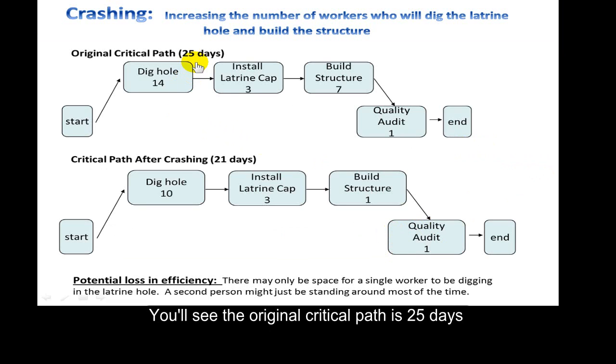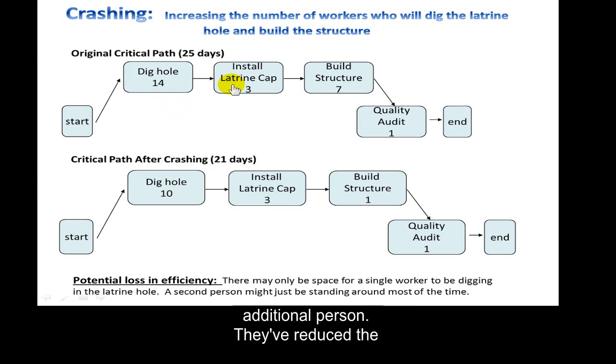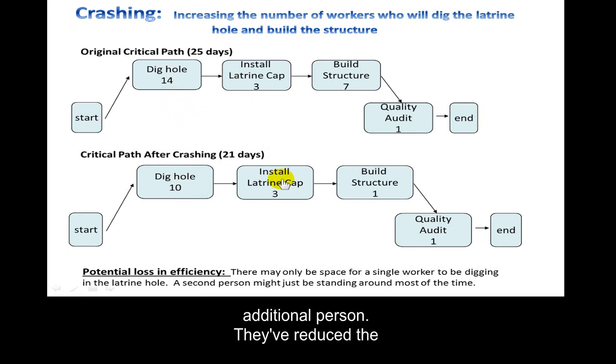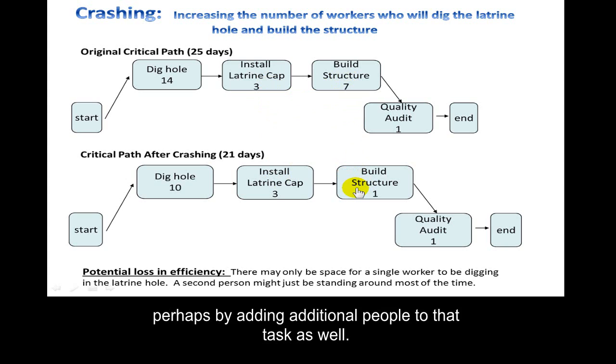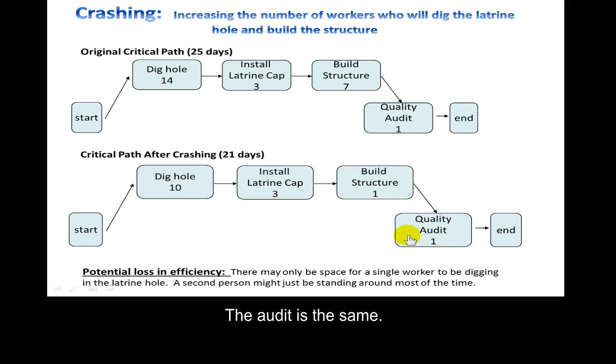You'll see the original critical path is 25 days and the crashed path is 21 days. And the way that they've done that is by reducing the hole digging from 14 days to 10 days, and they may have done that by adding an additional person. They've kept the install latrine cap the same, and they've reduced the building structure from 7 days to 1 day, perhaps adding additional people to that task as well, and the audit is the same.